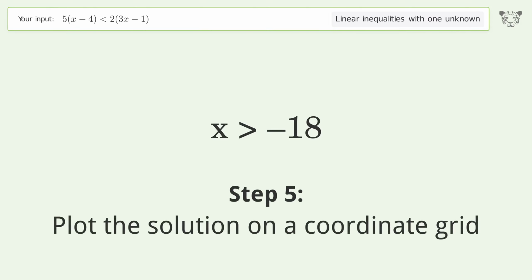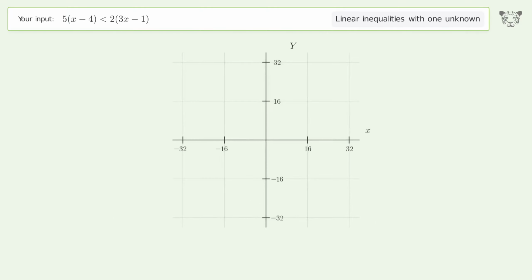Plot the solution on a coordinate grid. And so the final result is x greater than -18.